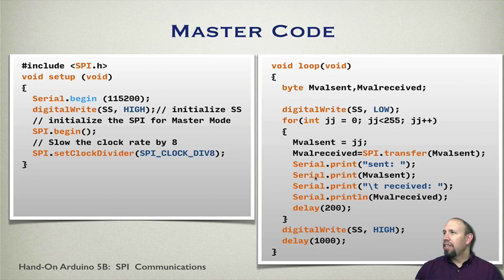Okay, and then I have these serial print commands that are going to display onto the monitor what happened. It's going to display the sent value and the received value. It's going to cycle through that, and then in between it's going to pause a second, and then it's going to start it over again. Okay, so that's the master code.